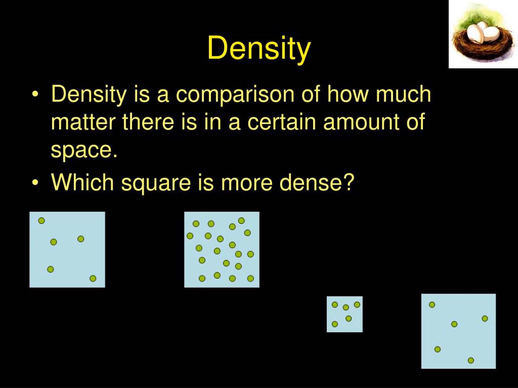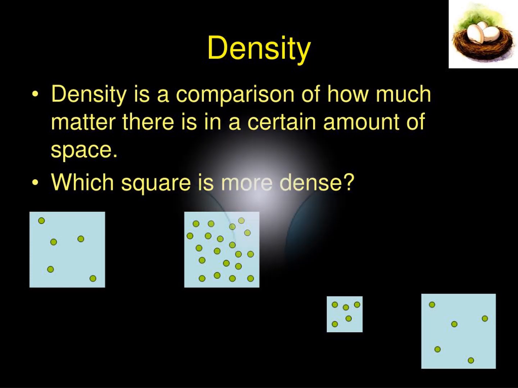What is density? The density of a substance is the mass per unit volume of a given substance. Okay. Comparison, how much matter is in a certain amount of space. That is the density. Okay.